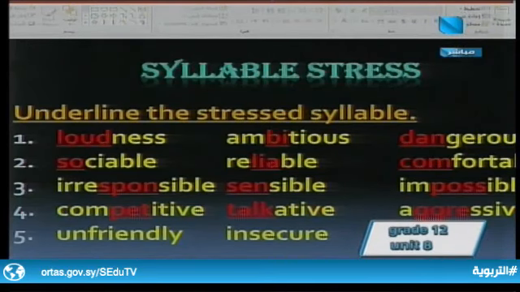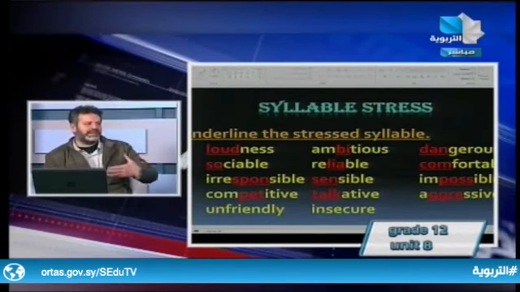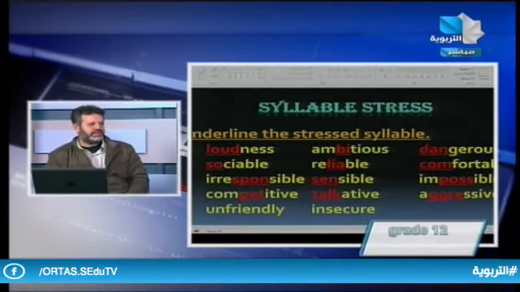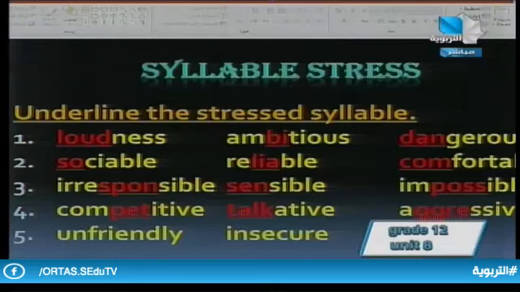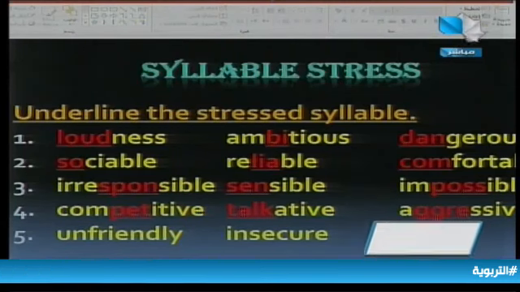How the stress works, so things are simpler. Talkative. When someone speaks a lot, we say he's talkative. So here, "talk." Then "tiv" here is a suffix. It is not stressed. Then "talk" is the stressed part. Yes. The last one, aggressive.